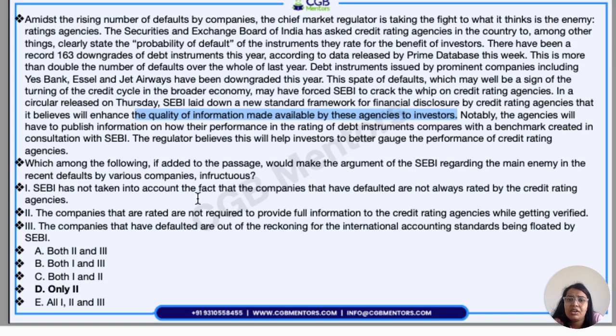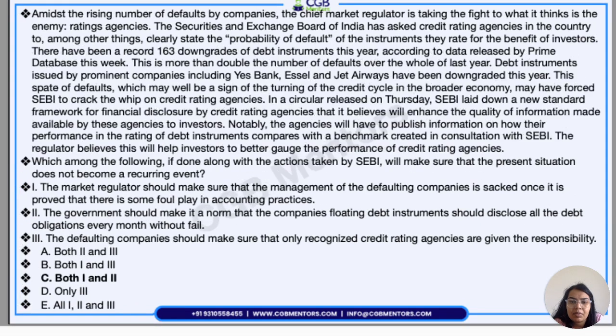SEBI has not taken into account the fact that companies that have defaulted are not always rated by. But we get to see they are rated by. So I was getting two irrelevant options. Which among the following, if done along with the actions, will make sure that the present situation does not become a recurring event? That is about removing the infructuousness.